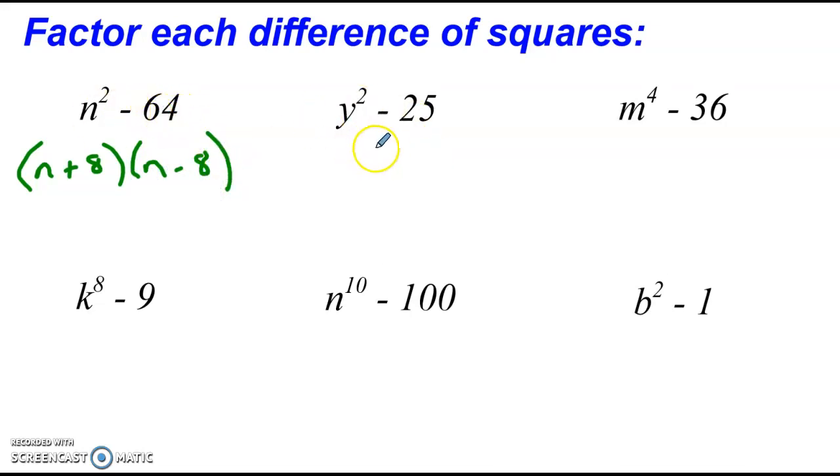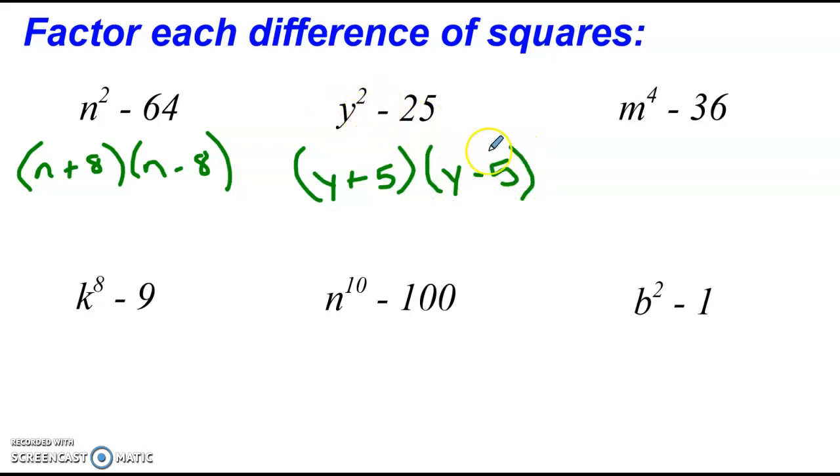Go ahead and try this next one here. What do you think this one's going to be? I'll give you a second. Y squared minus 25. How does that factor? Well, square root of y squared is y, plus 5, because 5 is the square root of 25. And then we have y minus 5.